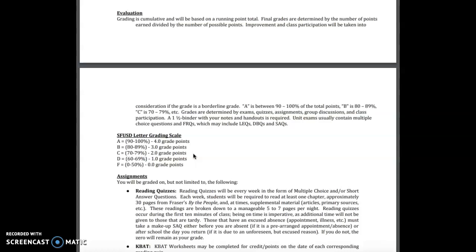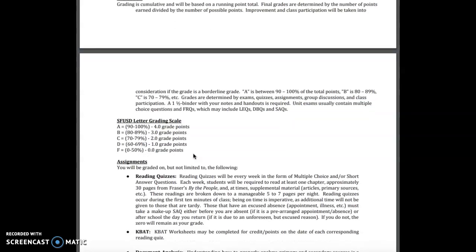Grades are set up according to the San Francisco Unified School District's grading scale. In AP US History, we will use a running point total to calculate final grades, meaning we will take the number of points earned divided by the number of possible points to determine your final grade.